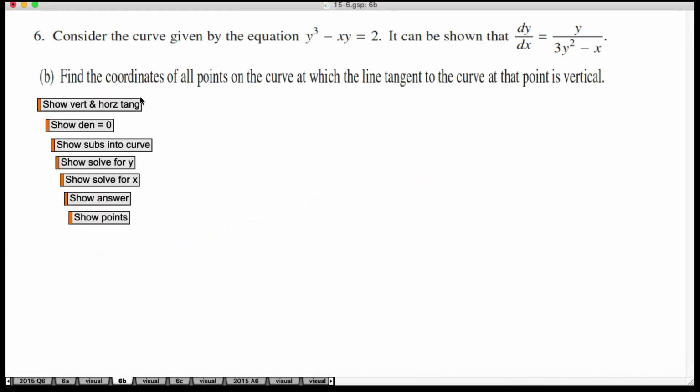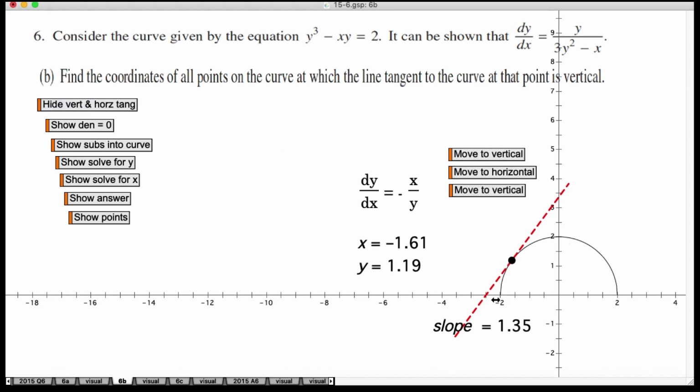He says, find the coordinates of all points on the curve at which the line tangent to the curve at that point is vertical. What I'm doing here is I just sketched another function. It's just a semicircle. For ease, because it's very easy to see where there is a vertical tangent or where there's a horizontal tangent. It has nothing to do with this function here, but it gives an idea about vertical tangents and horizontal tangents.